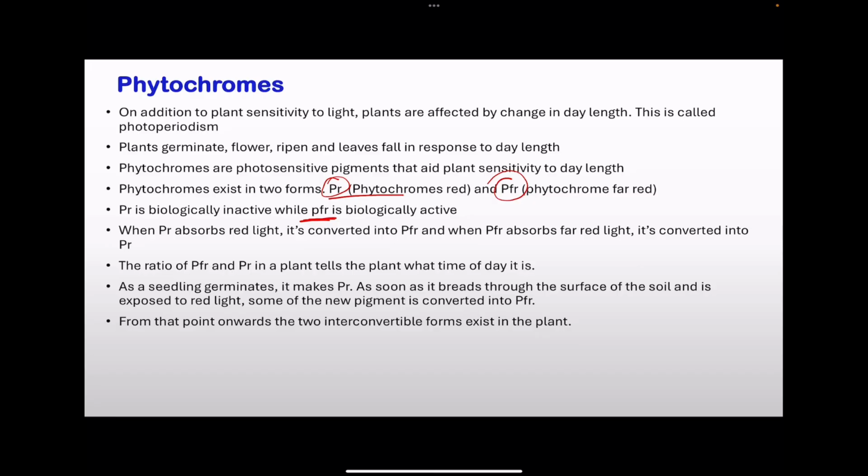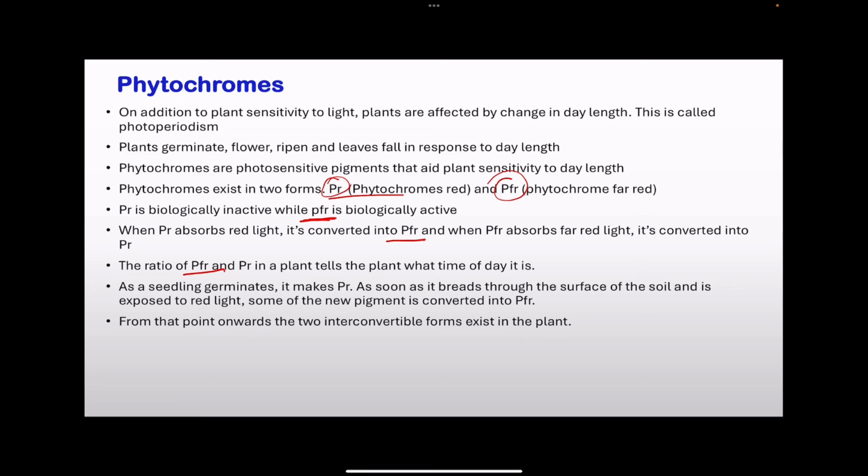So when PR absorbs red light, it's going to be converted into PFR, and when PFR absorbs far red light, it's going to be converted into PR. So basically, they are interconverted into each other. The ratio of PR and PFR in a plant determines what time of day it is. So basically, plants can detect what time of the day it is due to the ratio of the concentration of the two.